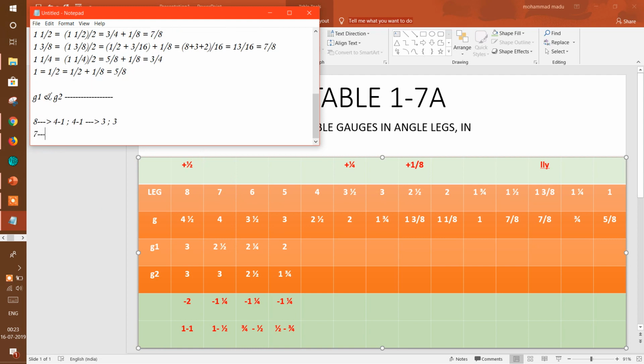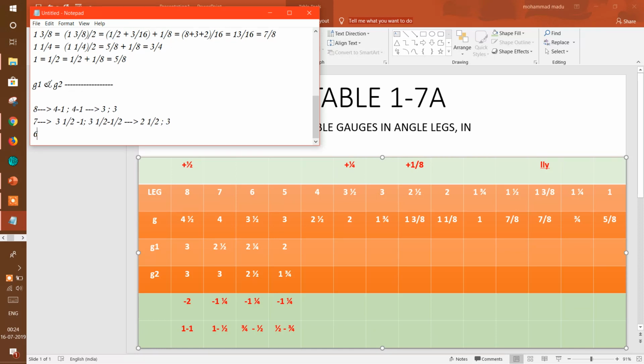7, 3 1 by 2. That's it. 3 1 by 2. That gives us minus 1. Just give minus 1. On the other hand, you just give minus 1 by 2. And we're going to get 2 1 by 2, 3. Yeah? 3 by 4, 1 by 2.